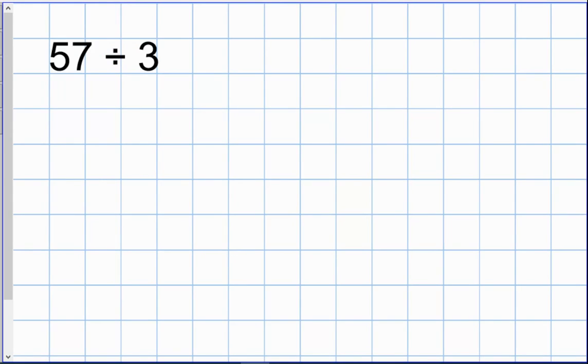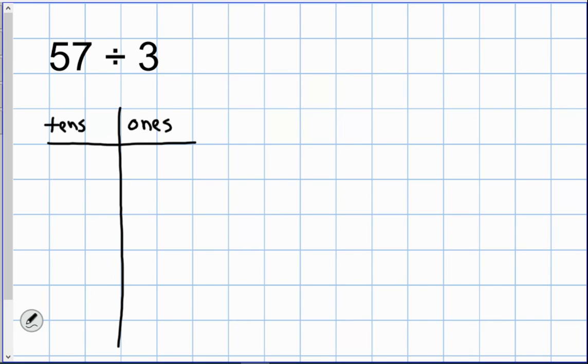So we have a problem, 57 divided by 3, and in class, we've been using a place value chart to divide. So if I were to build one, this would be the tens place, this would be the ones place, and I have in my dividend 57, so I'd put 5 tens here and 7 ones here. And then I would divide by my divisor, which is the 3.